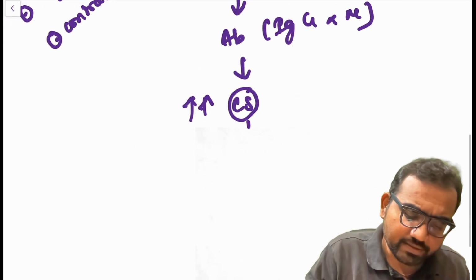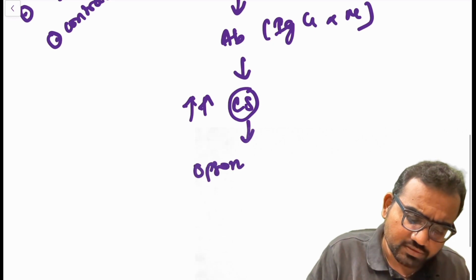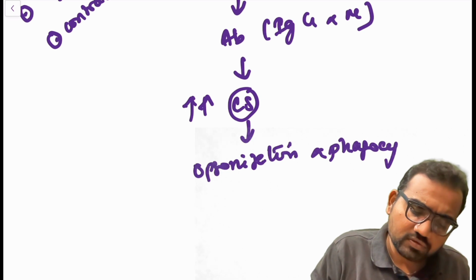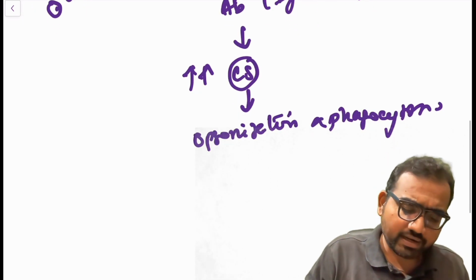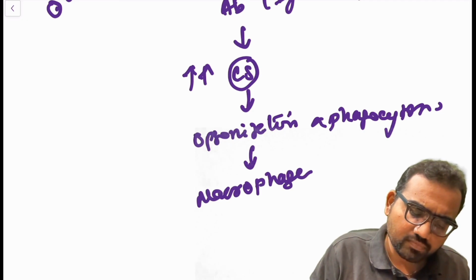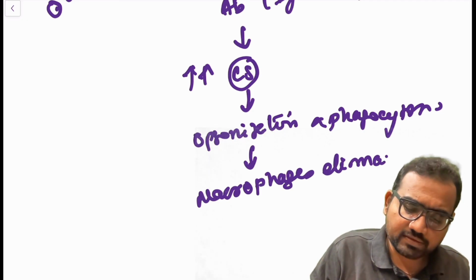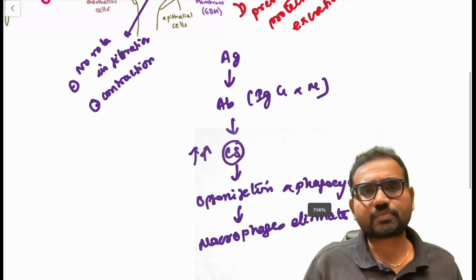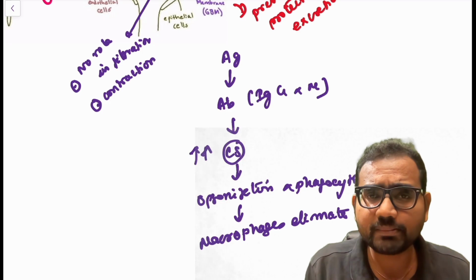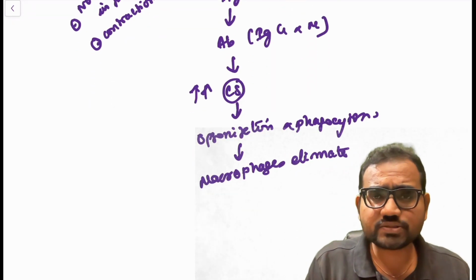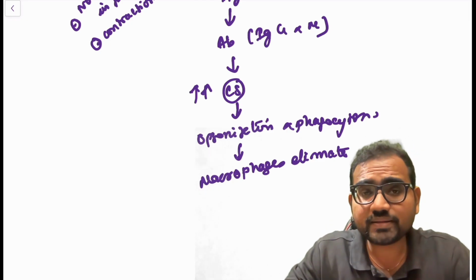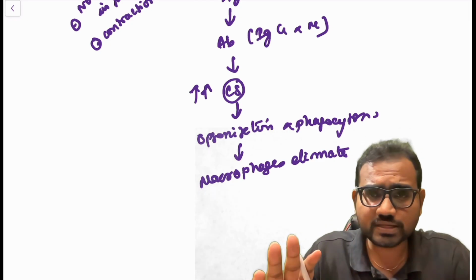That is going to result in opsonization and phagocytosis. These are later eliminated by macrophages in the spleen, liver and the kidney. So this is the normal process: the antigen comes, the antibody binds to it, then there is activation of the complement pathway, opsonization and phagocytosis, and the macrophages eliminate it.